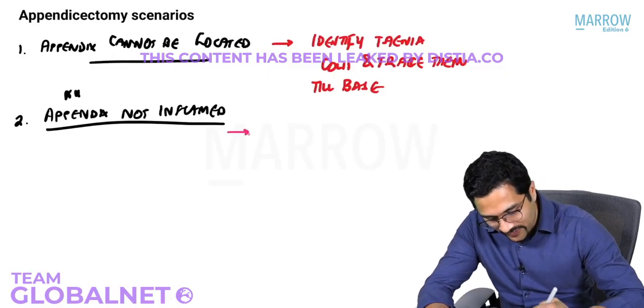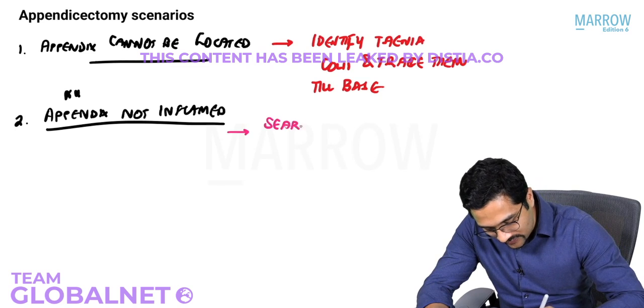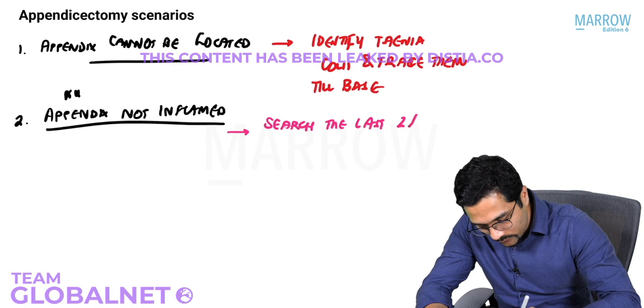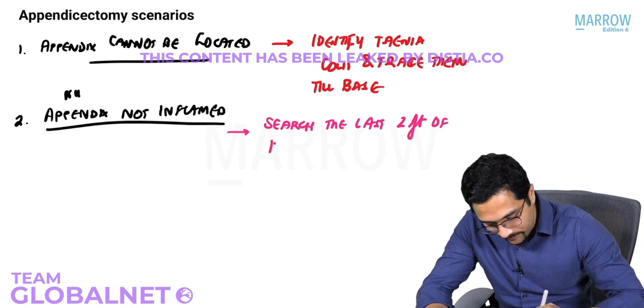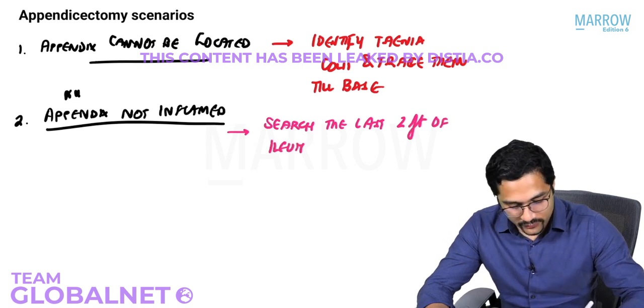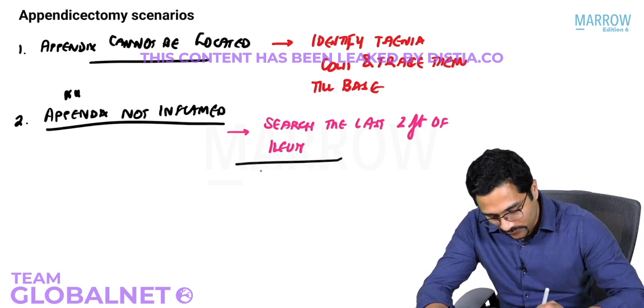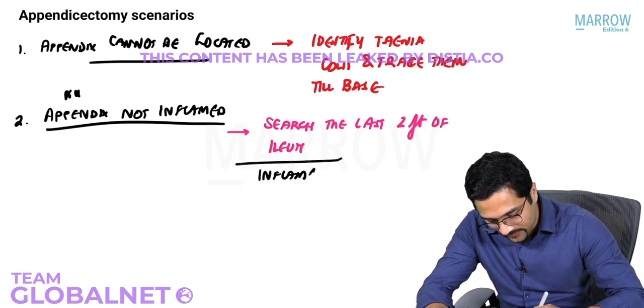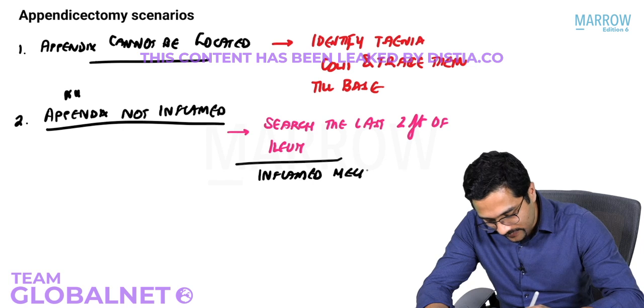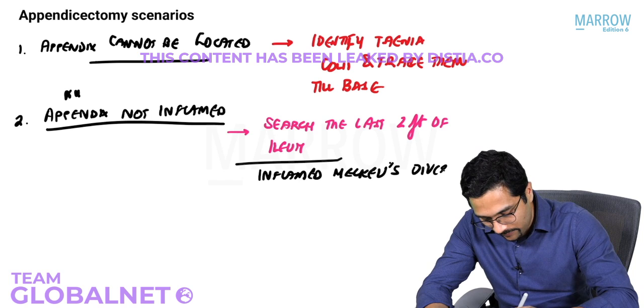If the appendix is not inflamed, we search the last 2 feet of ileum. And why are we searching the last 2 feet of ileum? We are searching it for an inflamed Meckel's diverticulum, which can mimic acute appendicitis.